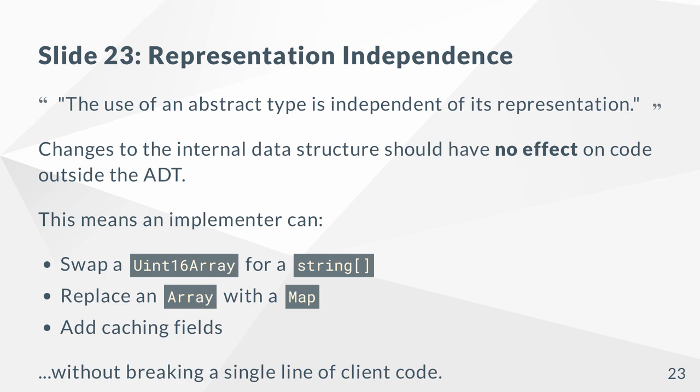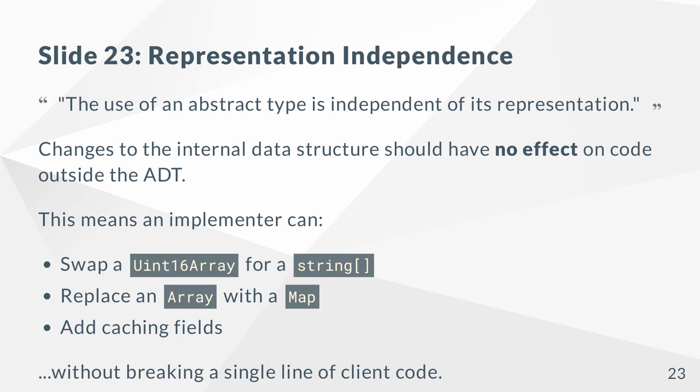Now we come to one of the most important concepts in this lecture, representation independence. The principle is stated clearly. The use of an abstract type should be independent of its representation. What this means in practice is that changes to the internal data structure of an ADT should have no effect on any code outside the ADT.